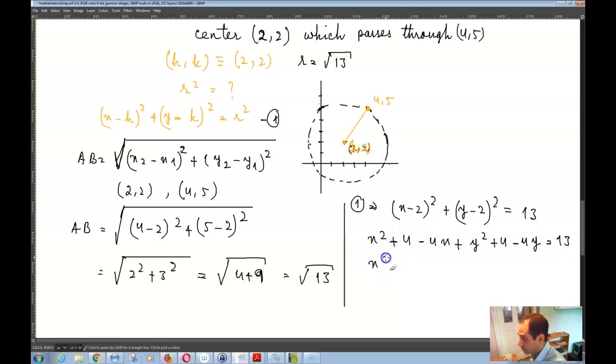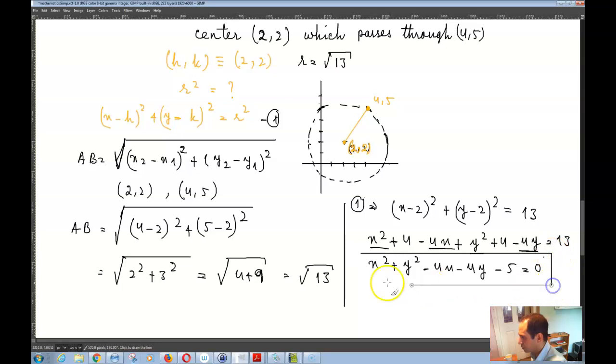And then you have x squared plus y squared, negative 4x, negative 4y, and then you have a 4 and 4 over here, which is equal to 8. 8 minus 13 is equal to negative 5, which equals 0. That is the equation of your circle.